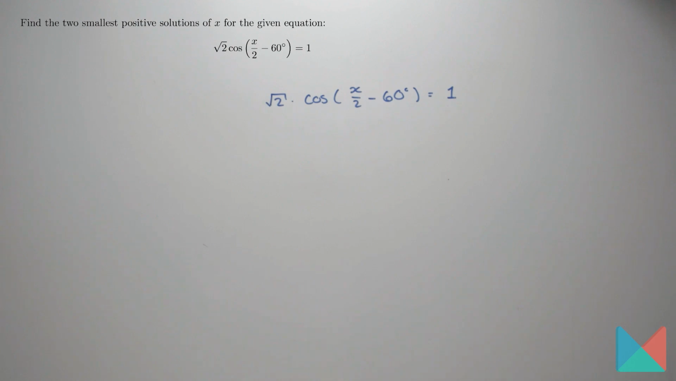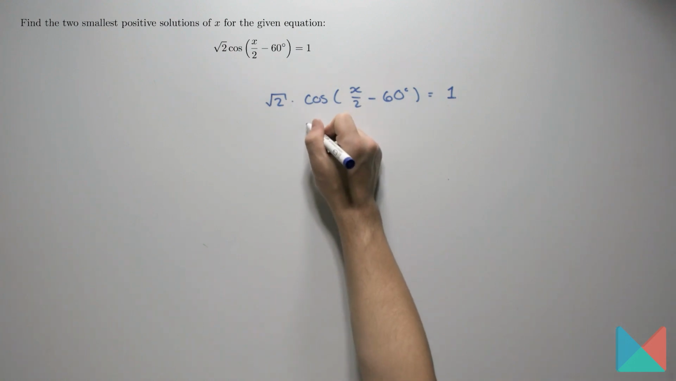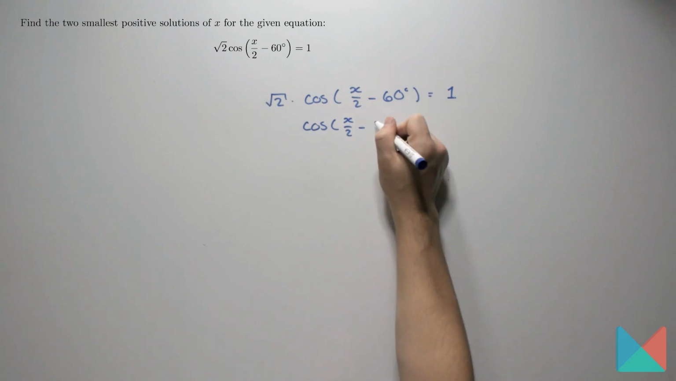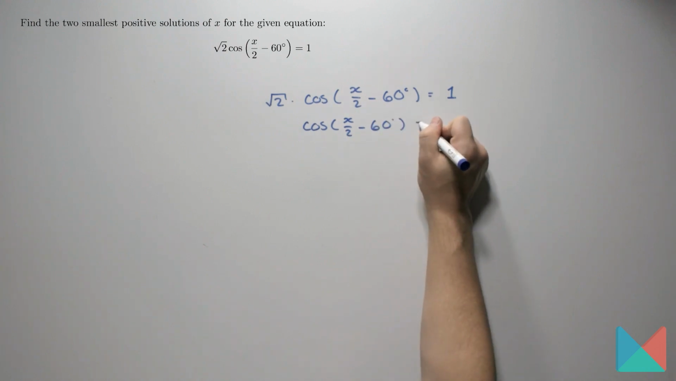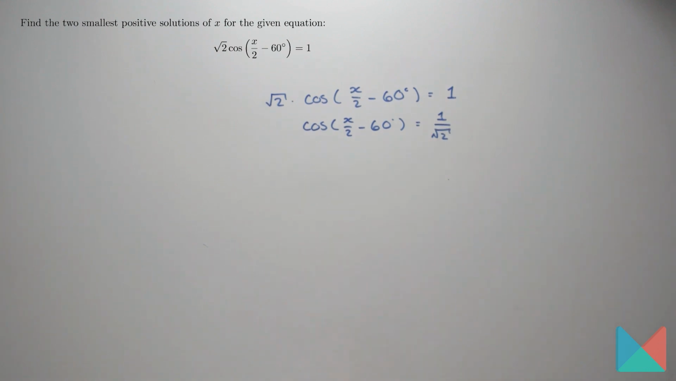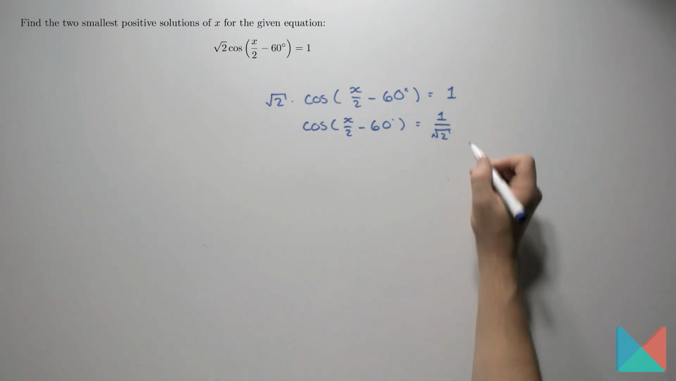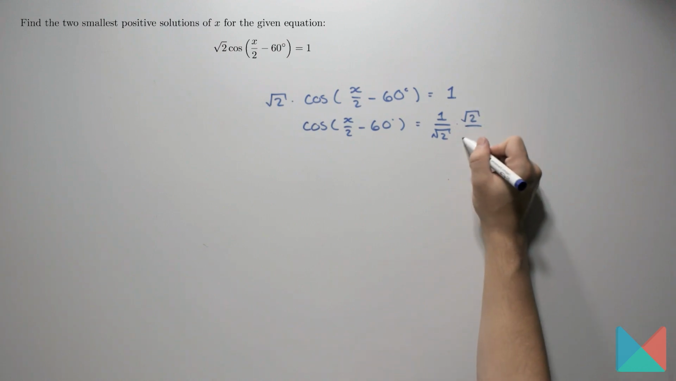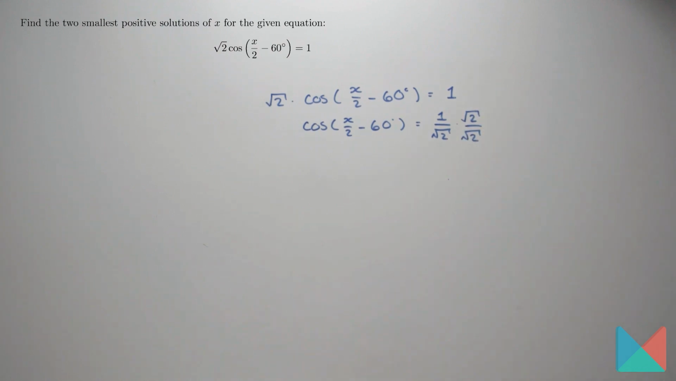And now the first step is always to rearrange the equation. So we can take the root 2 over to the other side. So let's do that. We get cos of x over 2 take 60 degrees is equal to 1 divided by the square root of 2. And to leave the right hand side as simple as possible, let's rationalize the denominator. So this can occur by multiplying and dividing by the square root of 2.